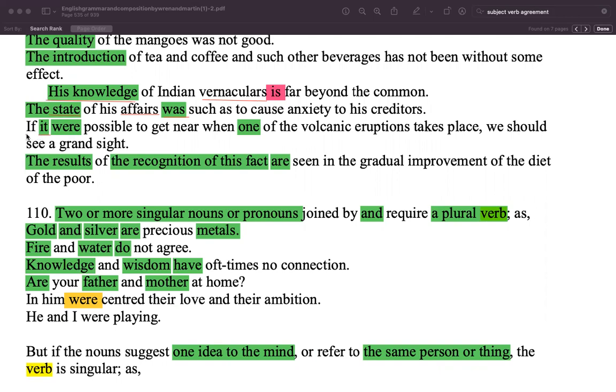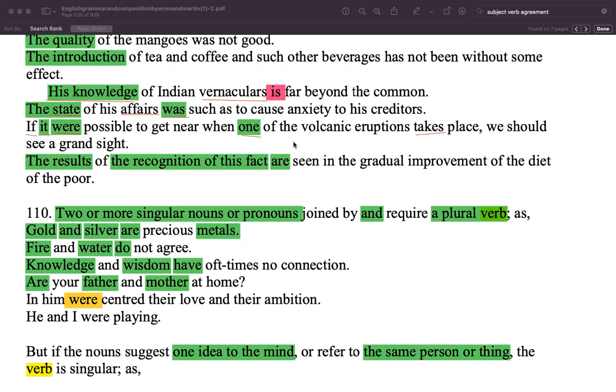If you observe, the word "if" is used in a conditional sentence, indicating a hypothesis or subjunctive, and the verb will be plural. "If it were possible to get near when one of the volcanic eruptions takes place." Here you will find another one: the verb is not following "volcanic eruptions", it is following "one".